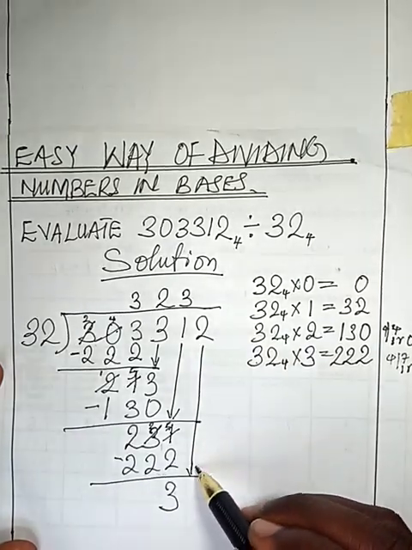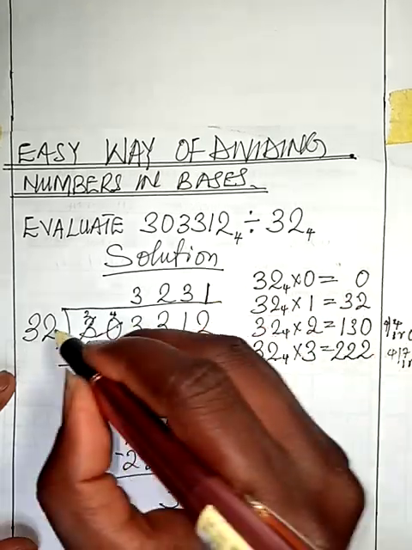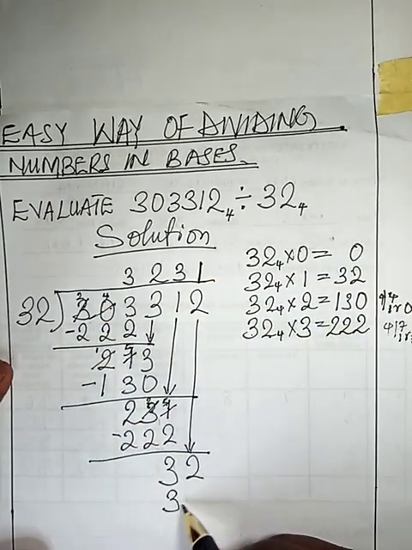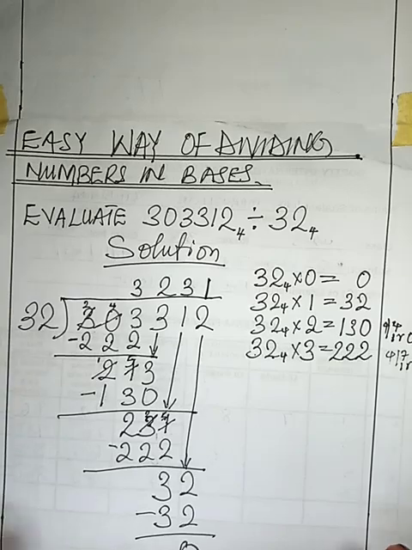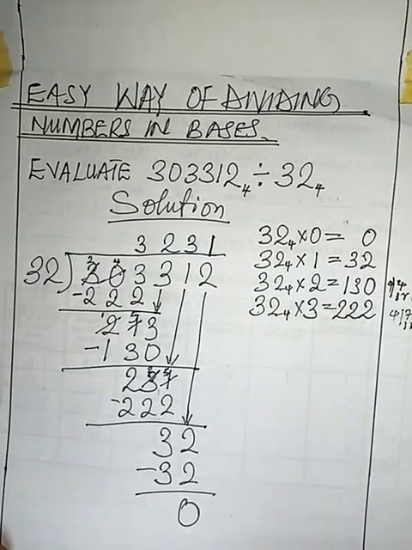Then bring down this 2. Now this divide this is 1. This time this is the same value. Subtract, you have 0. So this is our answer. This is how you divide without conversion.